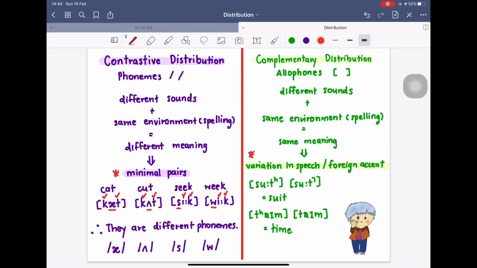Another example is the word time. Normally, when phoneme t appears at the beginning of the word, it must be pronounced as aspirated t, as in the word time. But some people pronounce it as unaspirated t, as in time. This leads to the foreign accent, but the meaning hasn't been changed. So we can say that the aspirated t and unaspirated t are just the allophones of the same phoneme t.